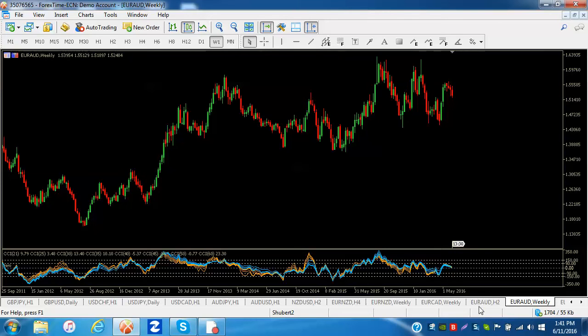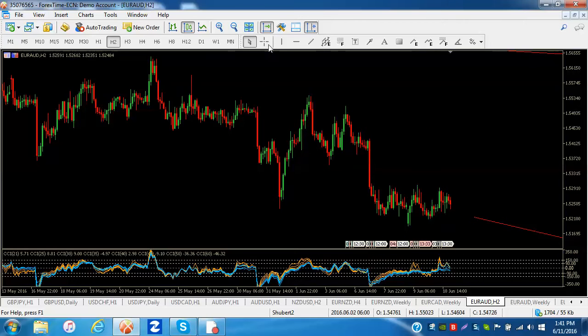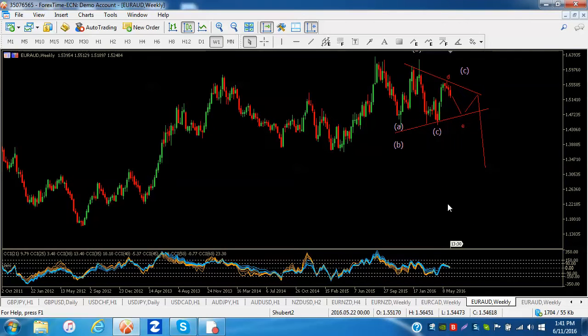And so we'll go to the Euro Aussie with lines. Whoops. And let me go over here. There we go. Okay. So what we have here is a classic triangle that's unfolding.